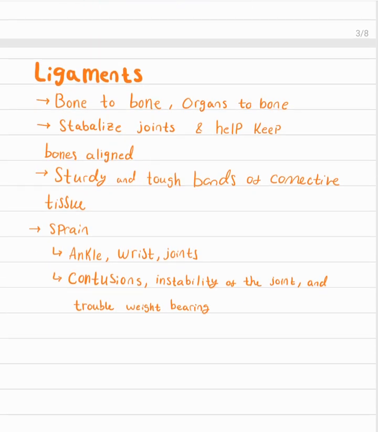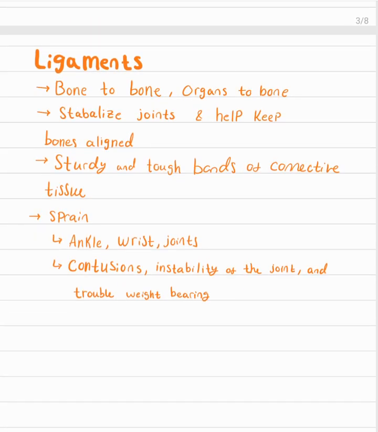Next, we're going to talk about ligaments. Ligaments are bone to bone, and even organs to bone. You can have some with your different organs, holding your intestines and your stomach and all those things where they're supposed to be. You can think of your ovarian ligaments keeping your ovaries and your uterus all attached together. These help to stabilize joints and help keep bones aligned.